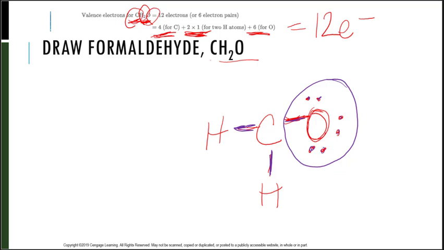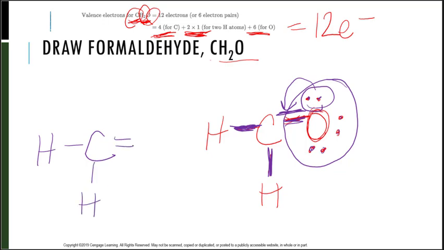But the only problem is carbon is not happy. Carbon only has the 2, the 4, the 6. It really wants 8. So let's just take 2 from oxygen and share it with this carbon and form a double bond right there. Then oxygen just has 2 lone pairs around it. Let's double check to see if everyone's happy now.